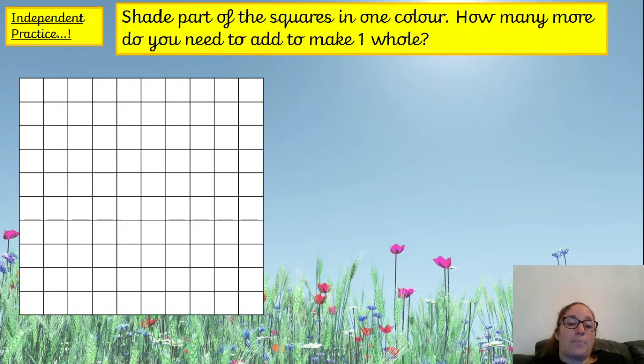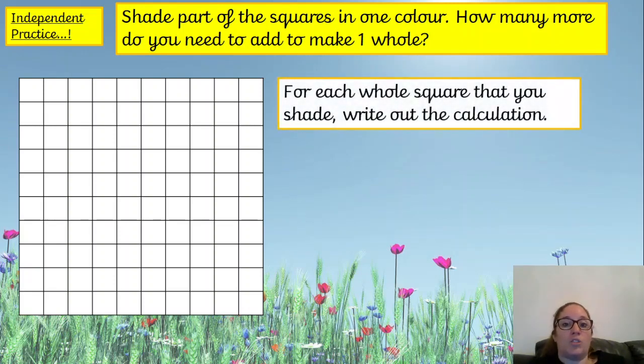Okay, what I would like you to do is, for your first one, I would like you to shade part of the square in one colour. I don't mind how much, any amount you like. And then I'd like you to colour the second part of the square a different colour. So you might want to do the first part red and the second part blue. But I would like you to write the calculation to show which two decimals you've added together to get your whole number.